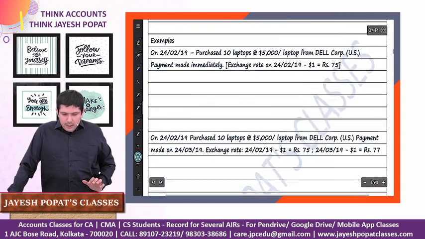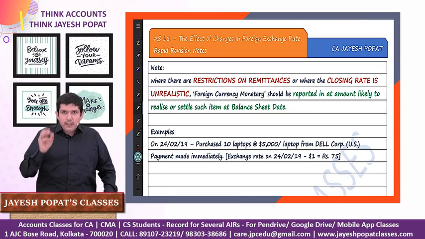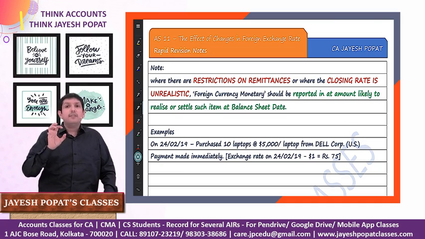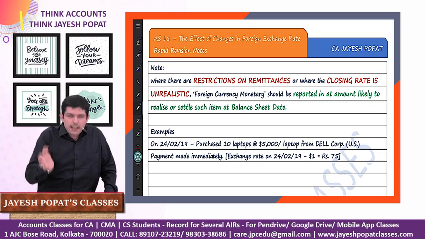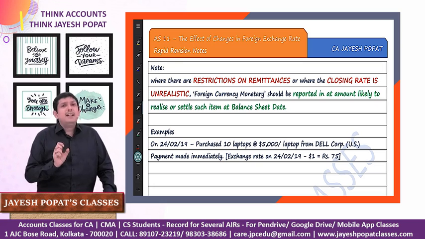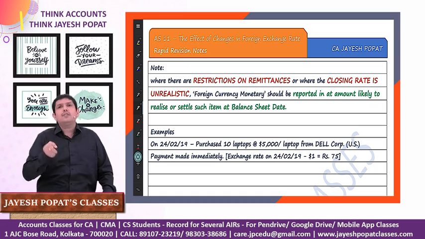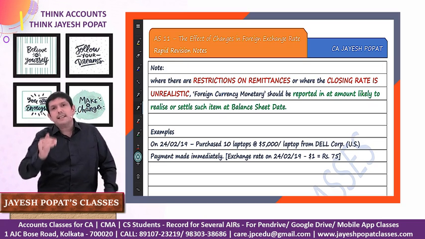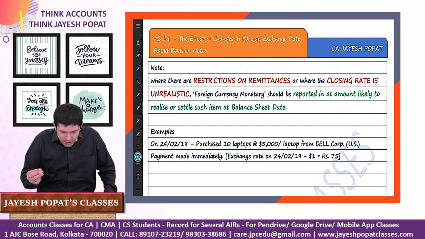Now, it says that if there is a restriction on remittance, or the closing rate which you are getting is not reliable, basically the concept behind recording assets and liabilities in the balance sheet is that they should reflect the amount receivable in case of an asset and the amount payable in case of a liability. So if the closing rate is unrealistic, it will not specify the receivable amount of the asset or the payable amount of the liability. In that case, the standard says you should record the assets and liabilities at the value at which you expect these items will be settled at the balance sheet date.